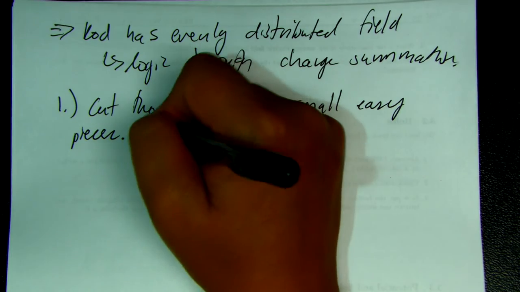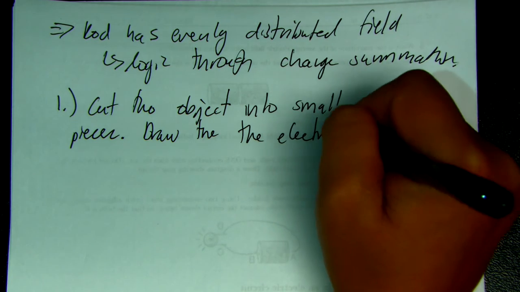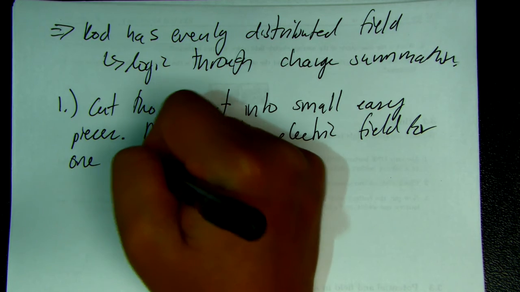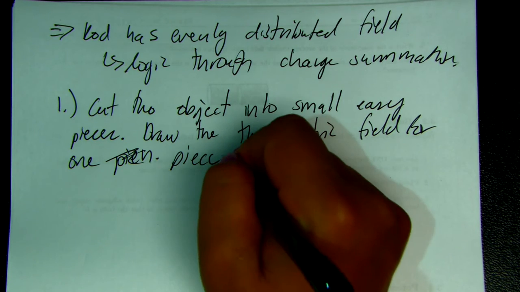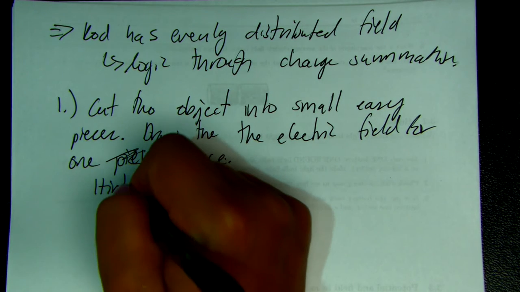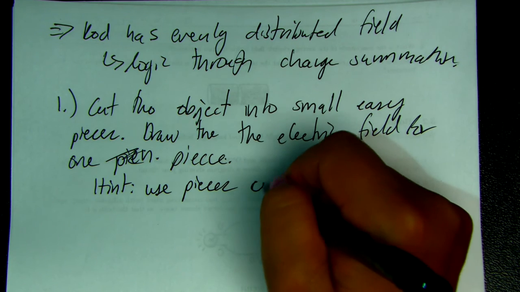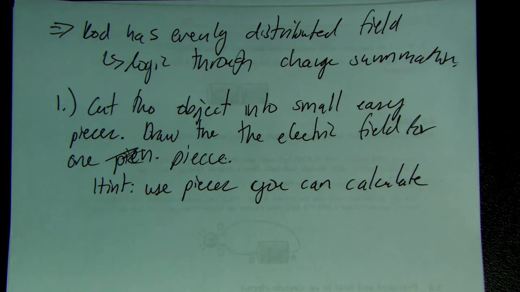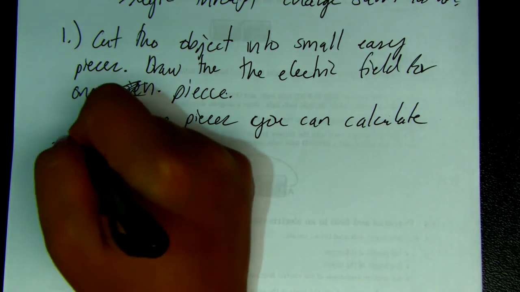Then we'll draw the electric field for one piece. Hint, use pieces you can calculate. And as we start to derive the equations for more and more different shapes, your arsenal of usable pieces is going to get bigger and bigger and bigger.